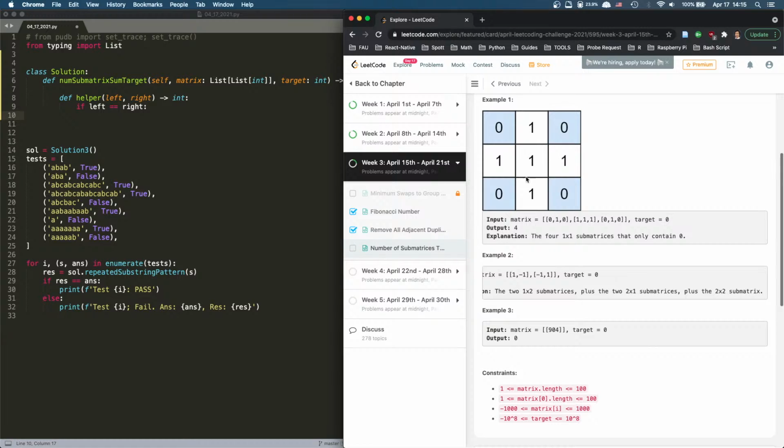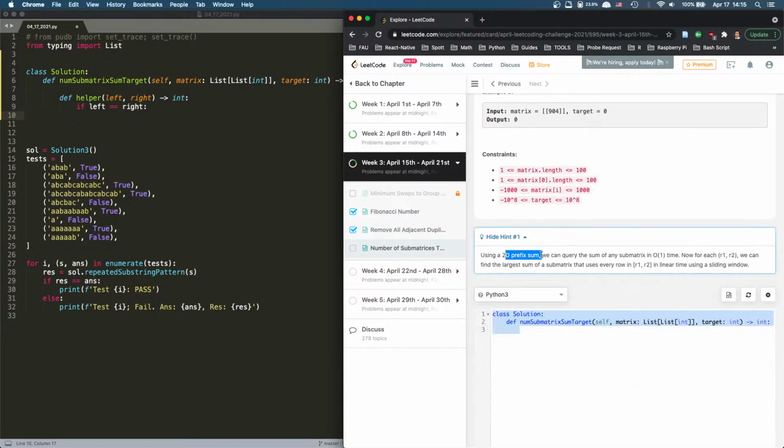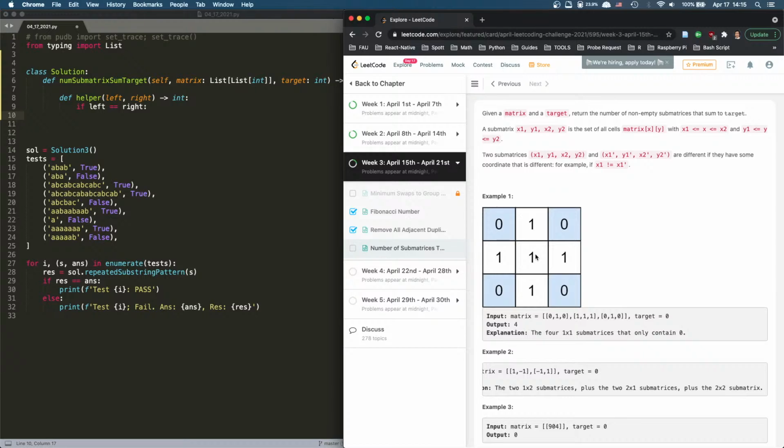Really? Any submatrix. What's here? Well, here will be total minus this minus this. Any submatrices. How do we compute? Hold on. 2D prefix sum. What's a 2D prefix sum?